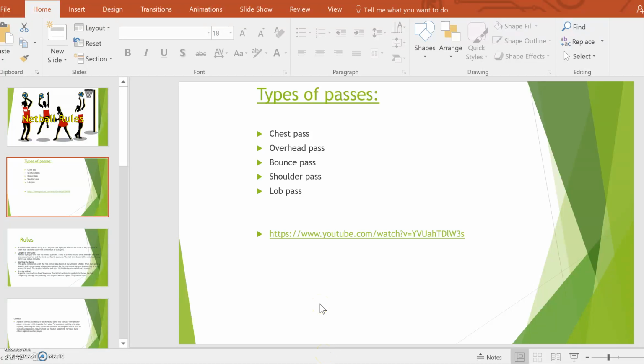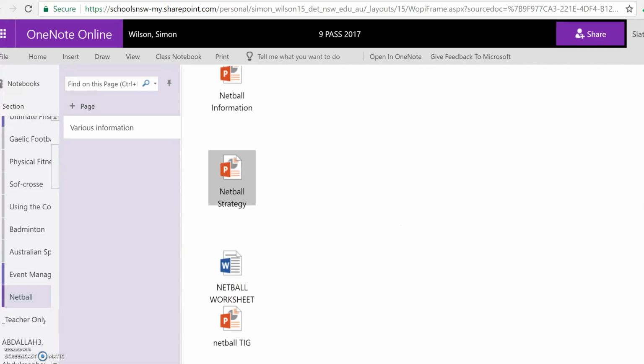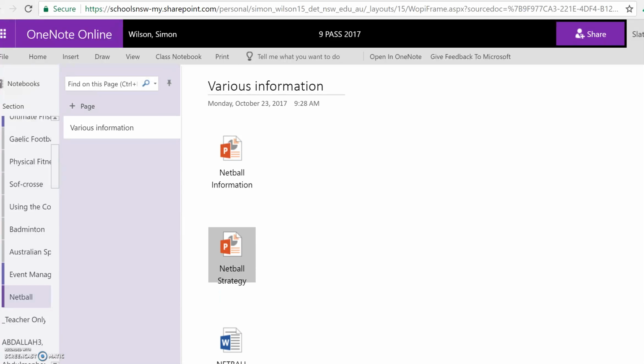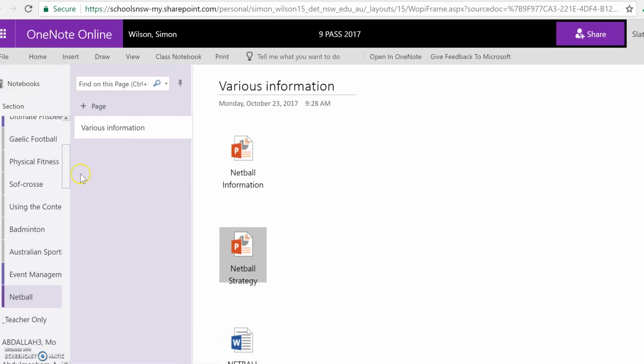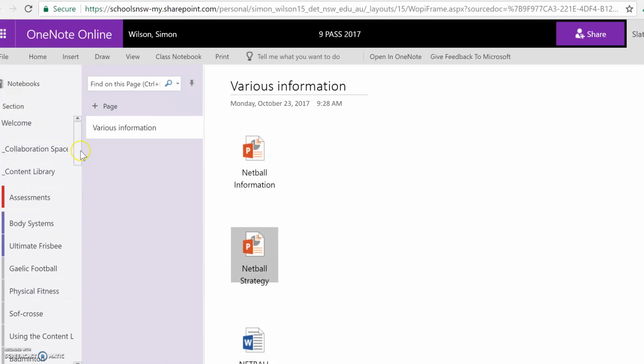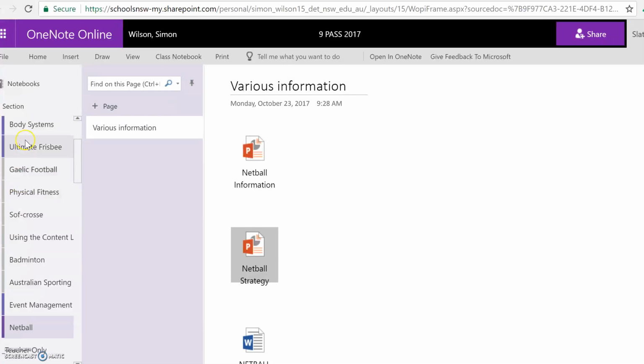Also, if you need any more information, if you go onto our OneNote, you'll see I've included netball worksheet, netball strategy, and netball information, so that might make things a little more clearer. And also, because our yearly examination is coming up, if you have missed out on any worksheets, we've got everything in place here, so make sure you go through that and use it for your study notes.